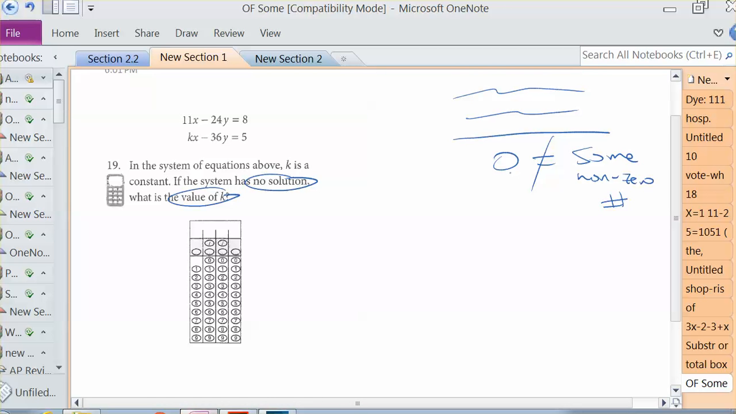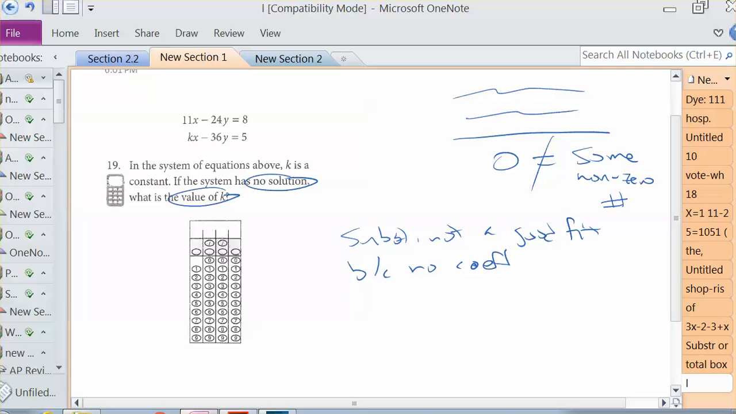So let's take a look at this problem. 11x minus 24y equals 8, kx minus 36y equals 5. Substitution is going to be kind of tricky. Not a good fit. That's because no coefficients equals 1, meaning that you'll get some wacky fractions if you try isolating one of the variables. I wouldn't recommend that. Instead, let's use elimination.